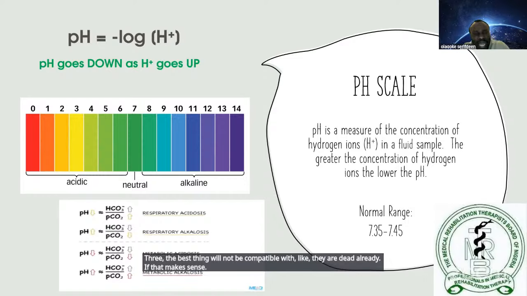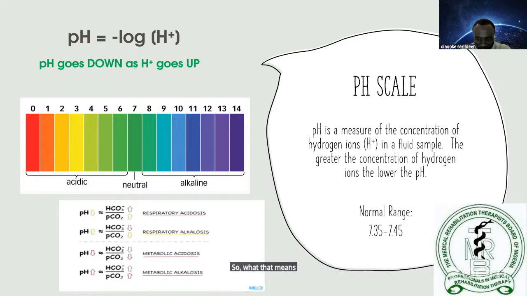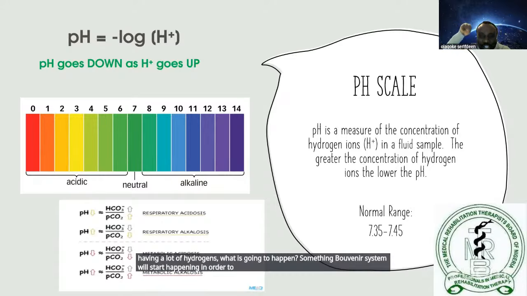So what that means again, as a physio, I am repeating, is that our biological system likes to work between 7.35 and 7.45. For any reason, if our biological system starts retaining hydrogen, and we start having a lot of hydrogen, what is going to happen? The buffering system will start working to regulate that hydrogen and bring the pH back to normal. That's how it works. We're going to see how those regulations happen.